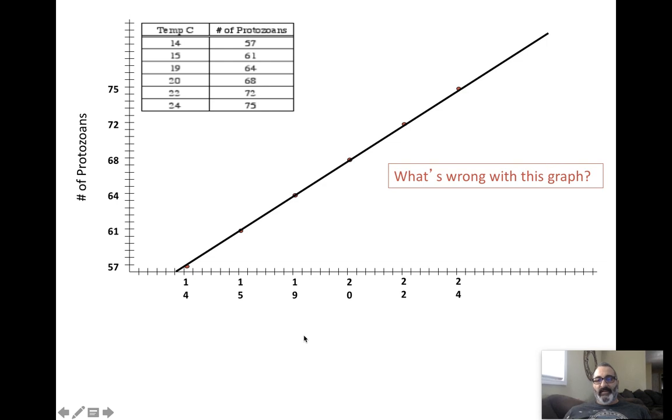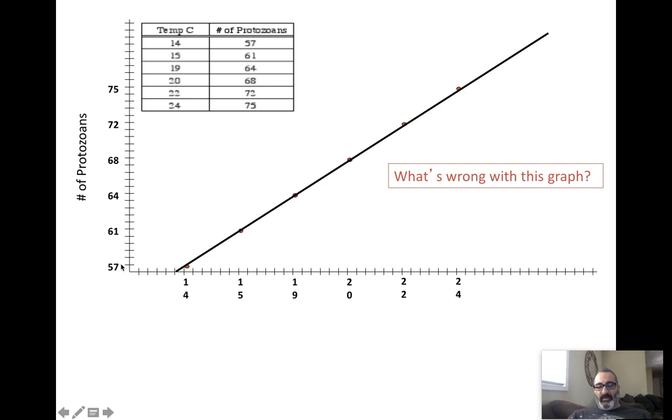Now here's a graph. What's wrong with this graph? Well, there's a bunch of things wrong with this graph. First off, I showed you the data table. In this data table, you may notice that these numbers, 14, 15, 19, 20, are just put right on the bottom of this graph. Then over here, 57, 61, 64, 60, those are right there.